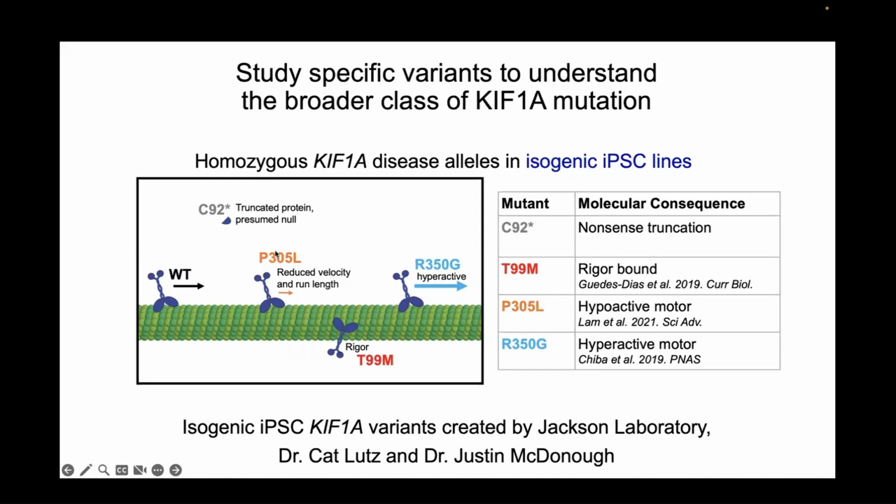That's the blue. And then another really interesting category that leads to the most severe clinical phenotype, which is called a rigor. So it binds to the microtubule and it can't let go and it can't walk, which you can imagine is a really bad gain of function, as well as understanding what happens to a cell when you don't have any KIF1A at all. And so that's this truncated protein here, which represents that we don't have any functional protein left.